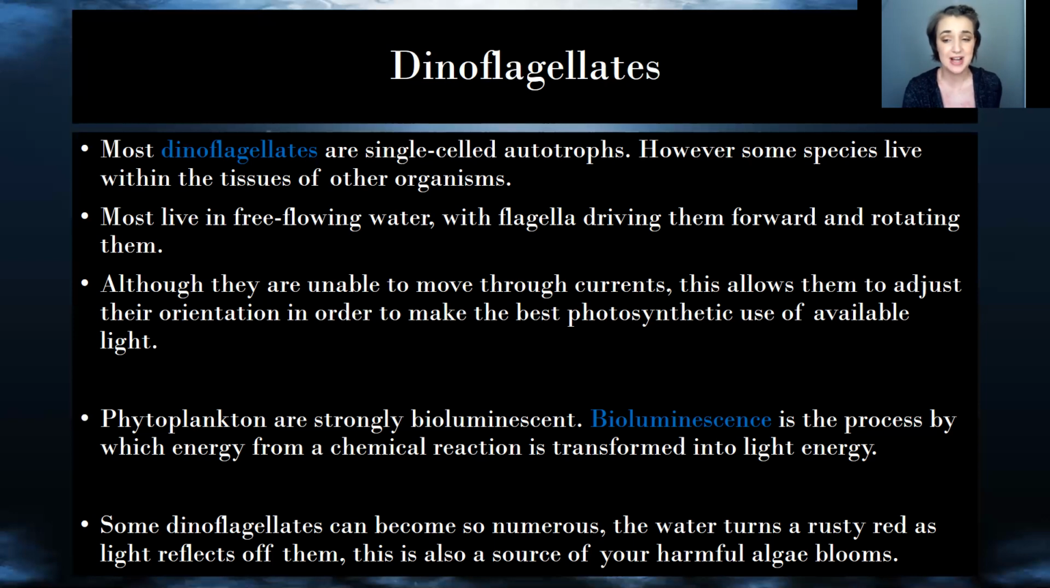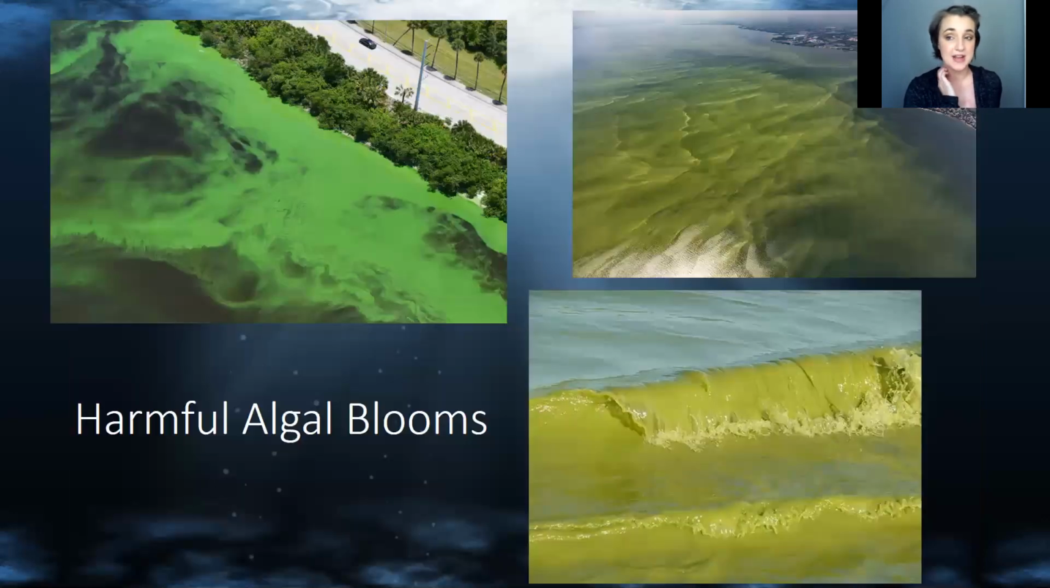This is where the water is actually going to turn a very rusty red. Sometimes it can be green, sometimes it can be orange. And they are actually going to be overwhelming the water source that they're in. Typically, this is going to be because of land runoff, but it can vary. So this is what an HAB looks like.